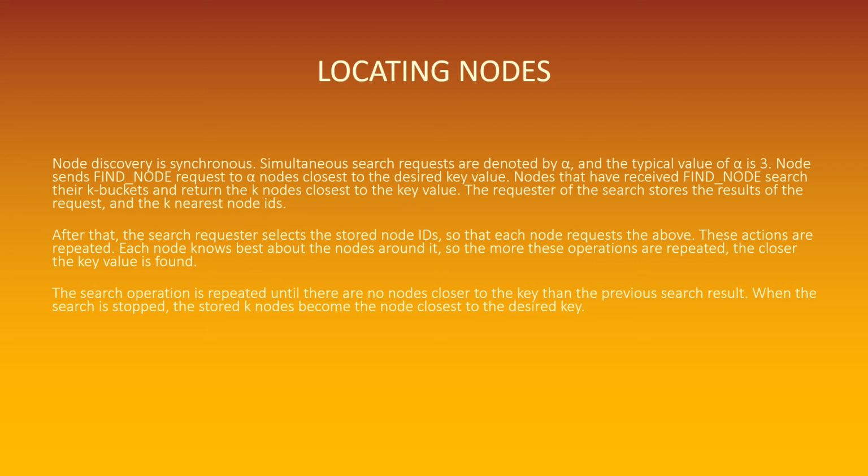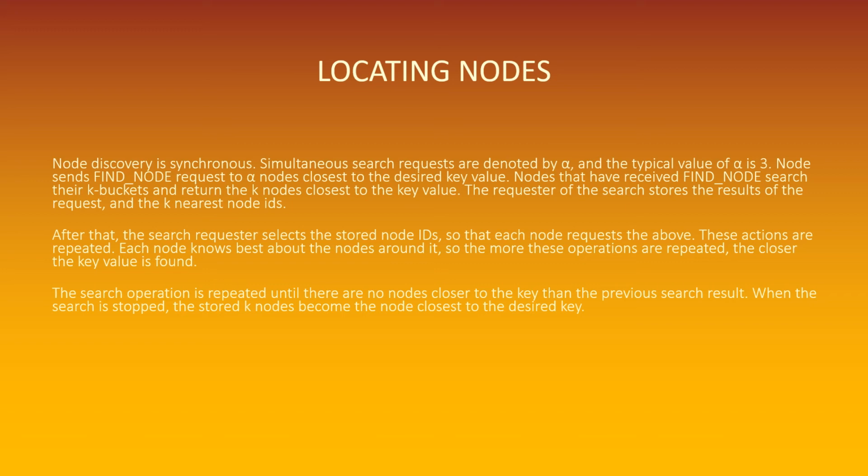Nodes that have received the find-node request search their k-buckets and return the k nodes closest to the key value. The requester of the search stores the results and the k nearest node IDs. After that, the search requester selects the stored node IDs so that each node is sent the same request.